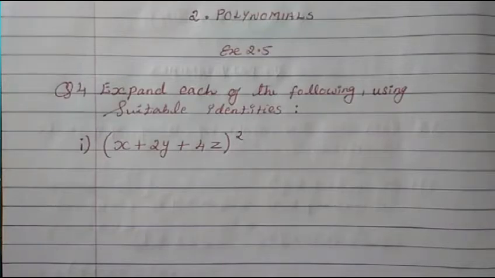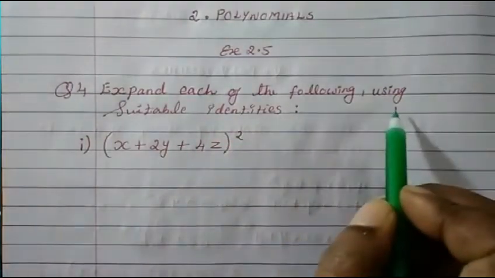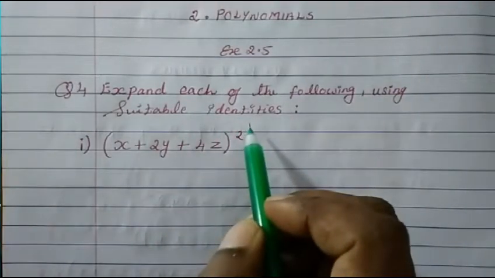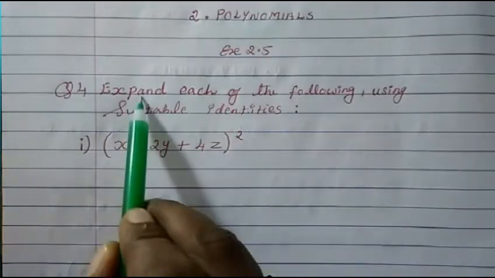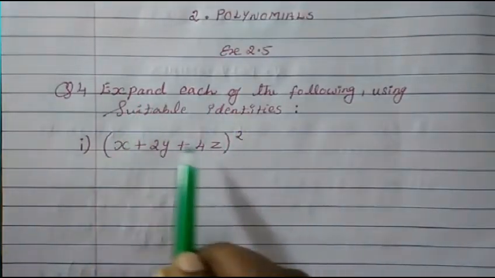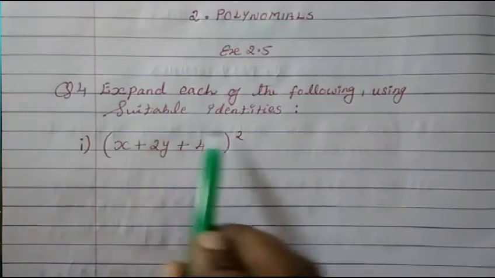Today we are going to study from class 9 chapter 2 polynomials, exercise 2.5 question 4. Expand each of the following using suitable identities. So what they are asking us is to expand the given polynomial with suitable identities.